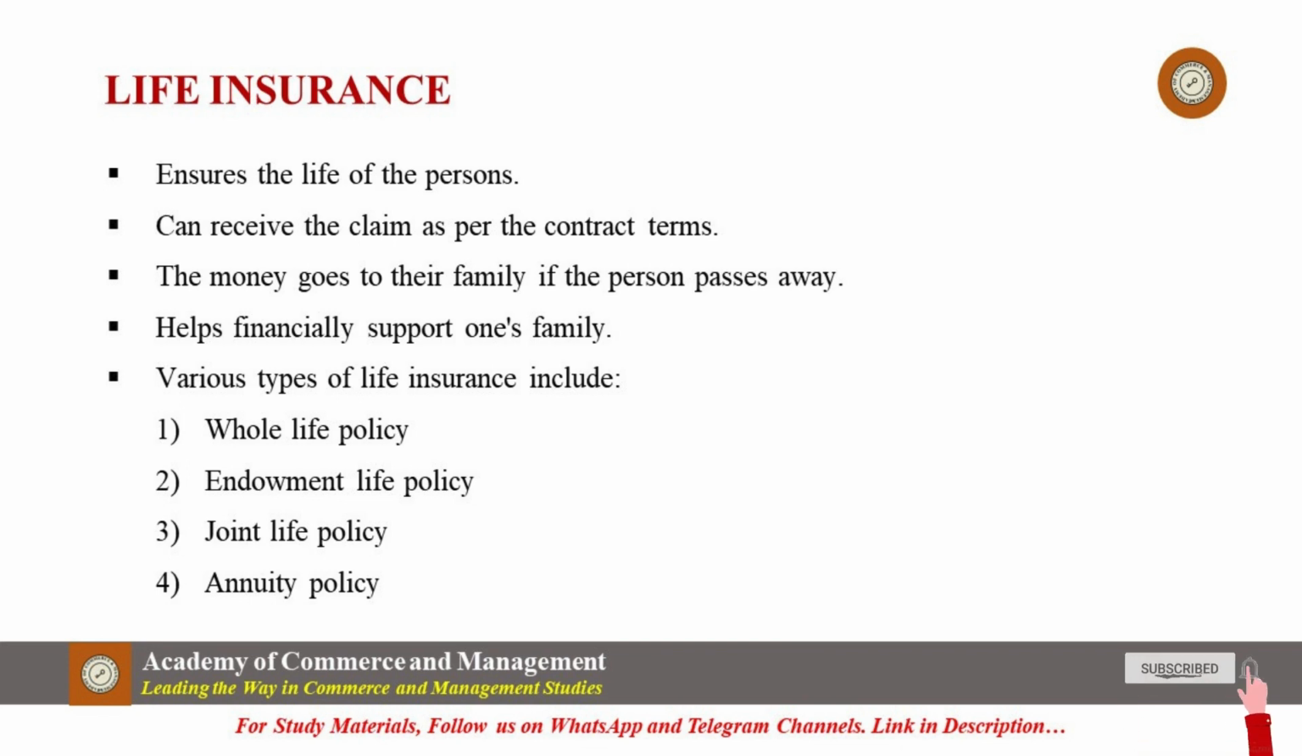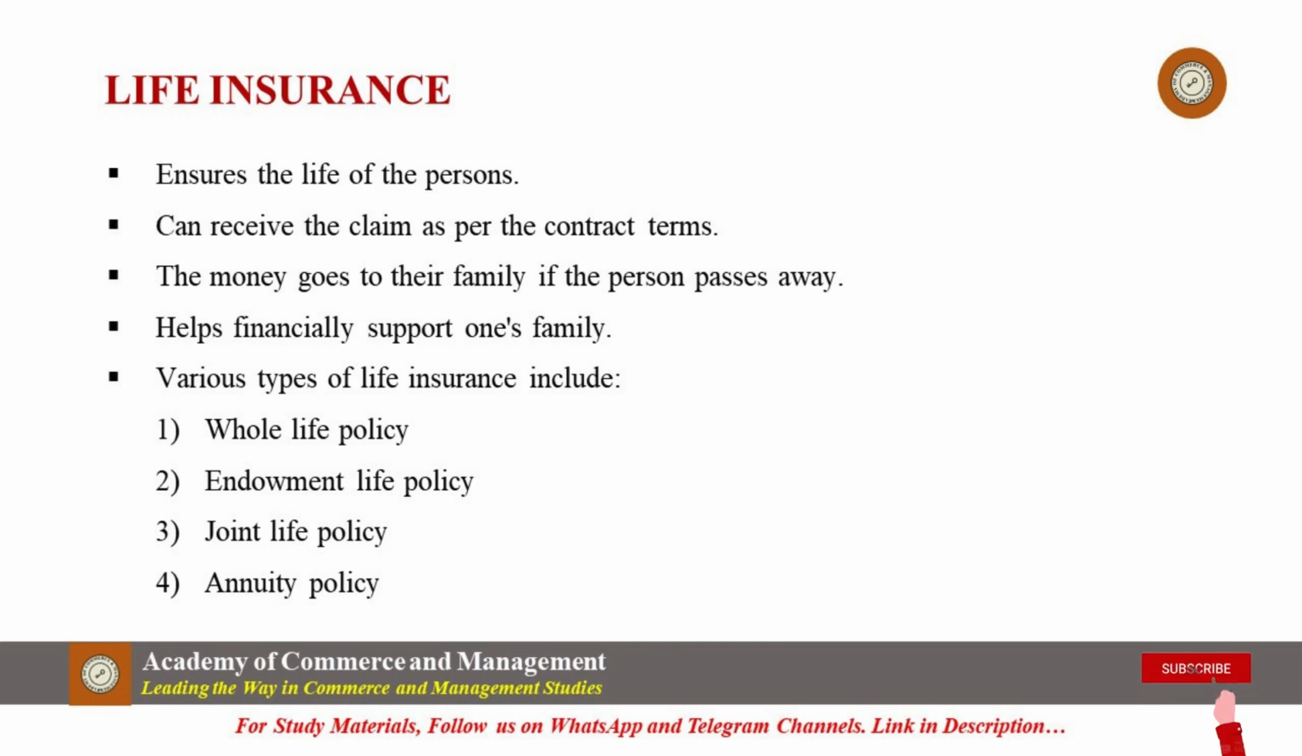Number 2, endowment life policy. This type allows the claim amount either when the insured passes or after the period ends. This period is pre-decided. The insured receives the sum if they live even after the decided period. Their family or nominee get the money if they pass away.